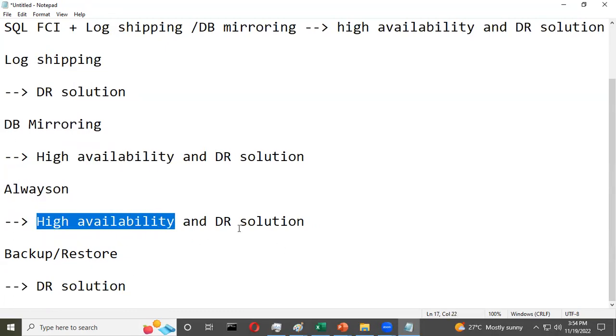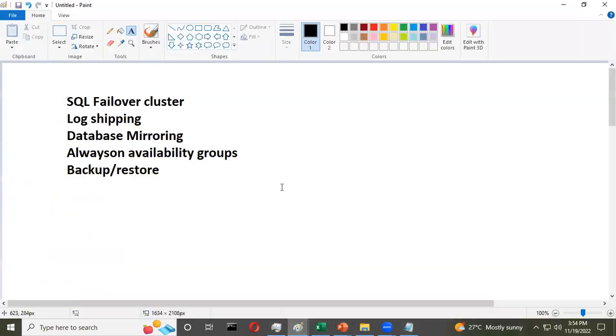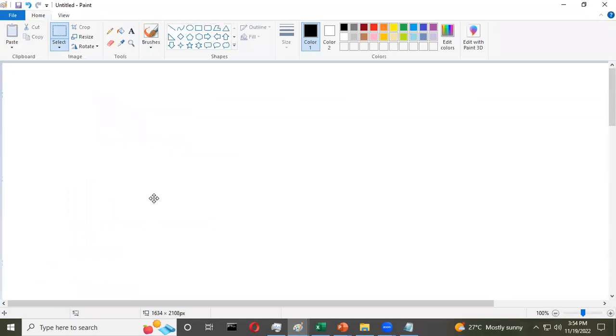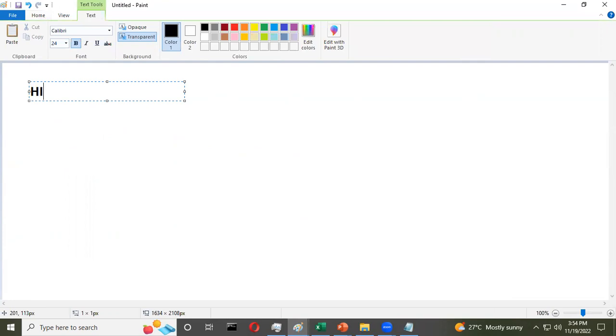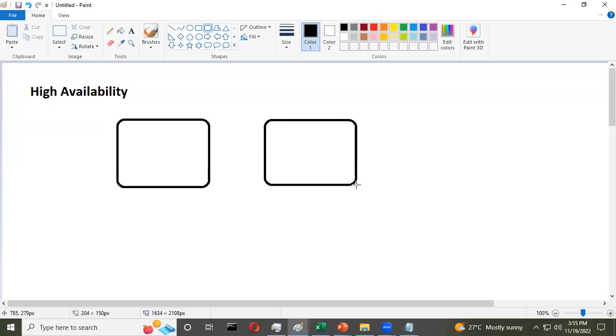So we are talking about high availability and disaster recovery. What are these two? So that you will understand whatever I was talking about in a better way, let me explain what these two are. Now, what is high availability? Let's consider you have two servers, a simple example. These two are connected through a network, whatever it is.